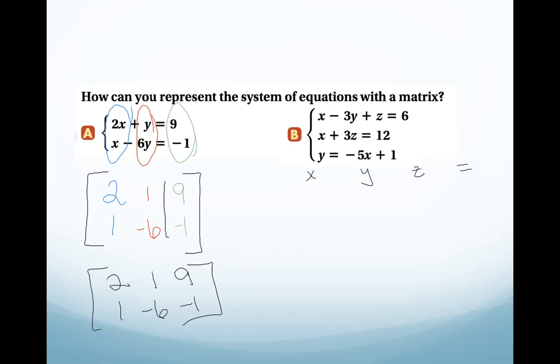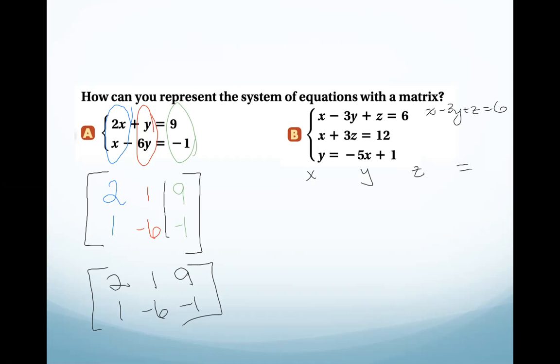Now we need to rewrite this system of equations so that we have our x's, our y's, and our z's all lined up. So my first equation is fine. I have x minus 3y plus z equals 6. My second equation is okay, except it's missing a y.